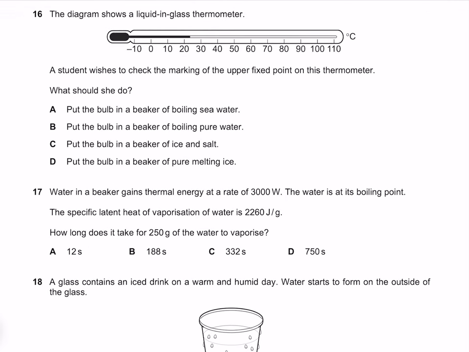The diagram shows a liquid in glass thermometer. A student wishes to check the marking of the upper fixed point on this thermometer. What should she do? Both boiling pure water and pure melting ice represent fixed points on a thermometer. The upper of these two is our boiling water, and so our answer is B.